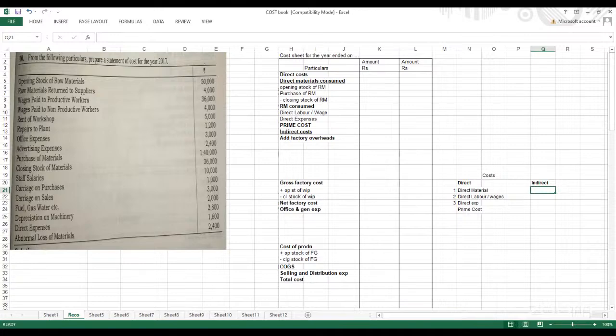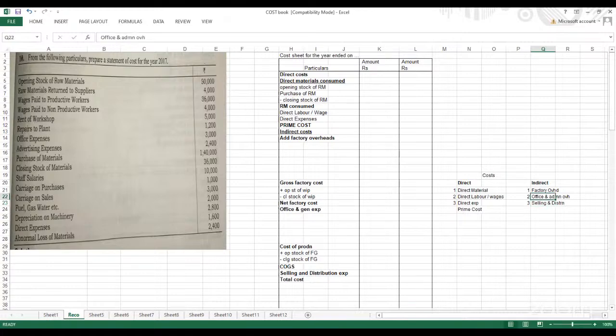We can bifurcate all the indirect costs or overheads into three major heads. First, factory overheads. Second, office and admin overheads. And third, selling and distribution overheads.